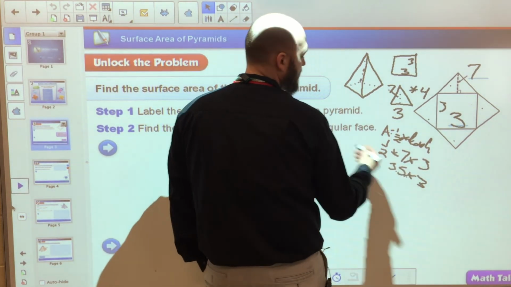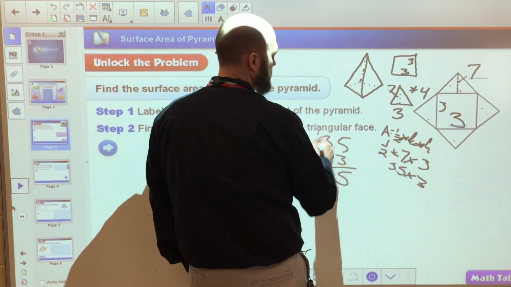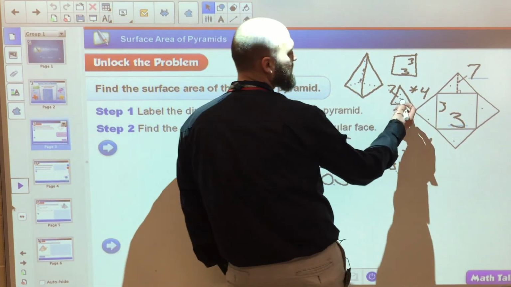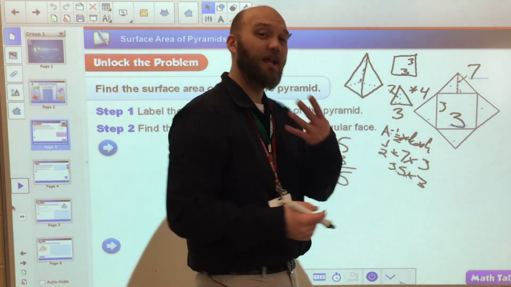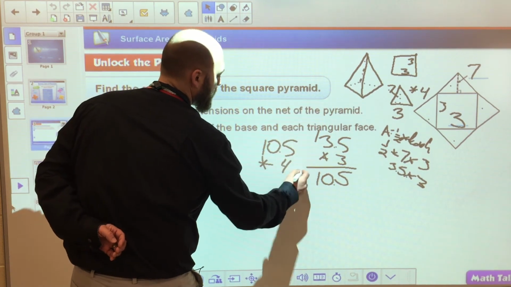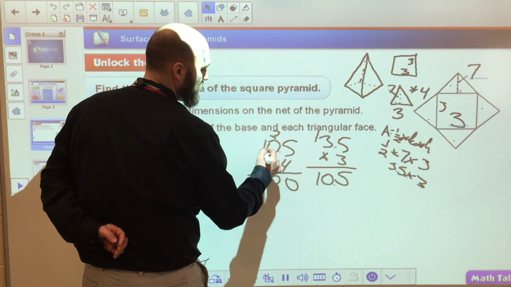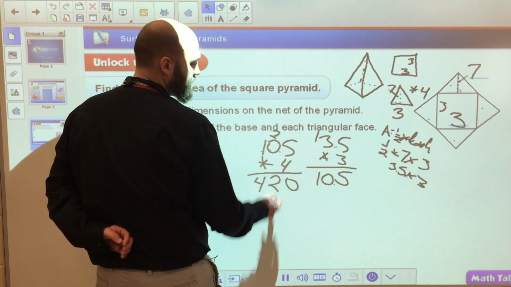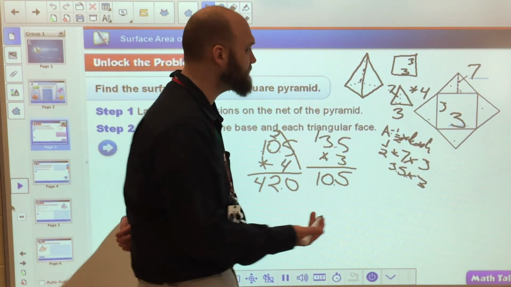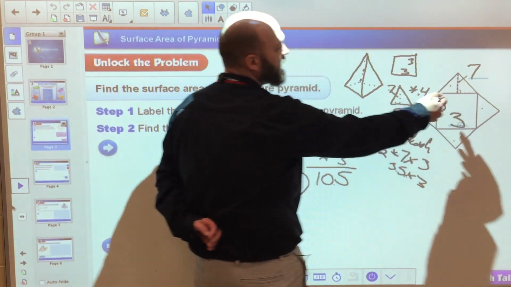Okay? 3.5 times 3 gives me 10.5. All right, so now I know that this area is 10.5. But again, I have 4 of them. So I take 10.5 times 4, and I end up with 4 times 0 is nothing, plus 2 is 2. 4 times 1 is 4. Okay, so double checking. I have 1 digit to the right of a decimal in my problem, so I have 1 in my answer.